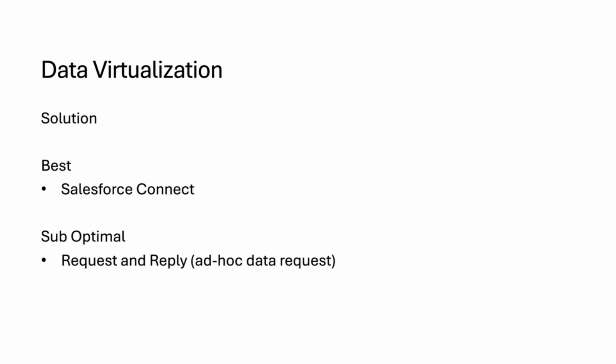And the suboptimal solution would be request and reply. That's what we have been using so far, mostly. So you should explore this option also: Salesforce Connect, external objects, all those topics. We will go with this approach when we don't want to store the third-party data in Salesforce, but we need to view the third-party data in Salesforce. At those times, we will go with the Salesforce Connect approach and external objects. External object means the data is not stored in Salesforce. We are just showing the remote system data inside Salesforce.